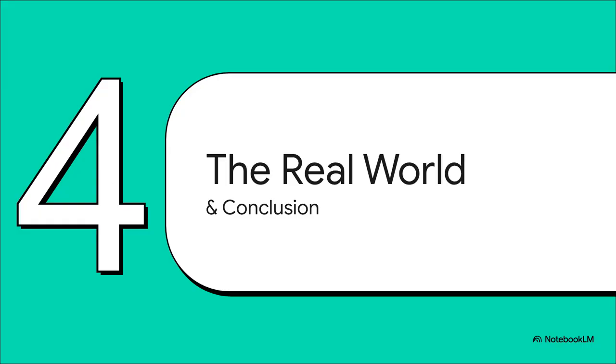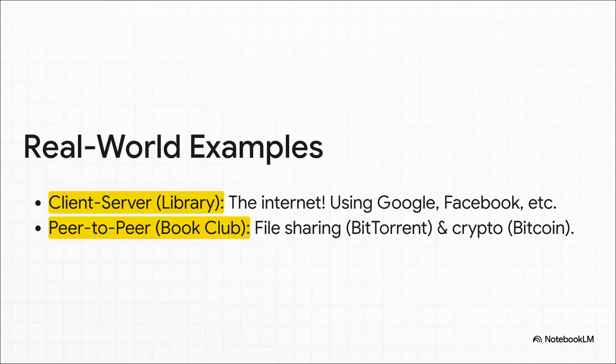Okay, so this is all cool in theory, but where do you actually run into this stuff in real life? Well, the truth is, you're using both of these models every single day, probably without even realizing it. That library model? That's basically 99% of the internet. When you open up Google or scroll through Facebook, your computer is a client, asking their giant servers for information. And the book club model? You see that in things like BitTorrent for file sharing, or maybe the most famous example, cryptocurrencies like Bitcoin, which run on a massive peer-to-peer network with no central bank.